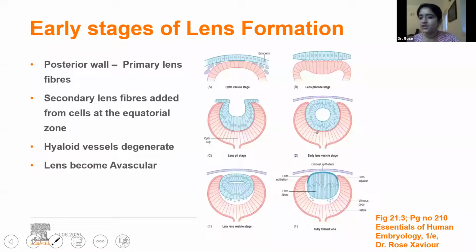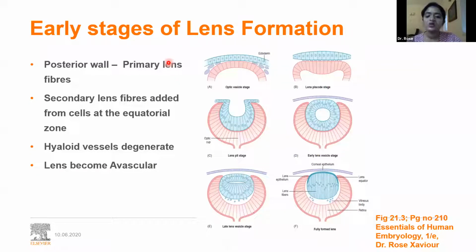So something about the formation of lens in detail. We know that this is the optic placode or lens placode. It will get invaginated and it will form a lens vesicle and it will get separated from the ectoderm. Now the lens vesicle is actually lined by somewhat cuboidal cells. So it has got an anterior wall as well as a posterior wall. Now what happens is the posterior wall will elongate. The cells of the posterior wall will elongate and they will actually lose their nuclei to form the primary lens fibers.